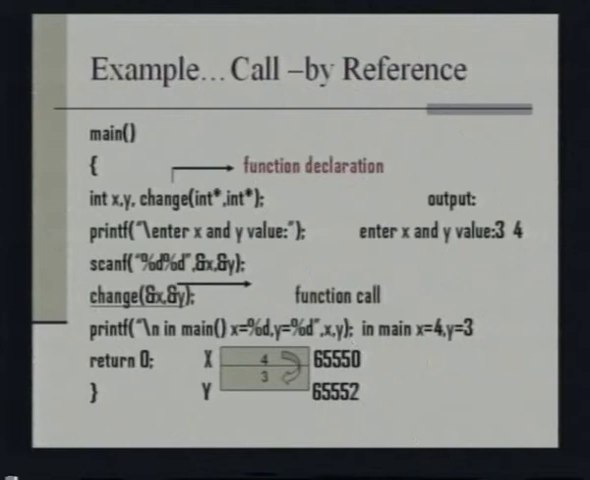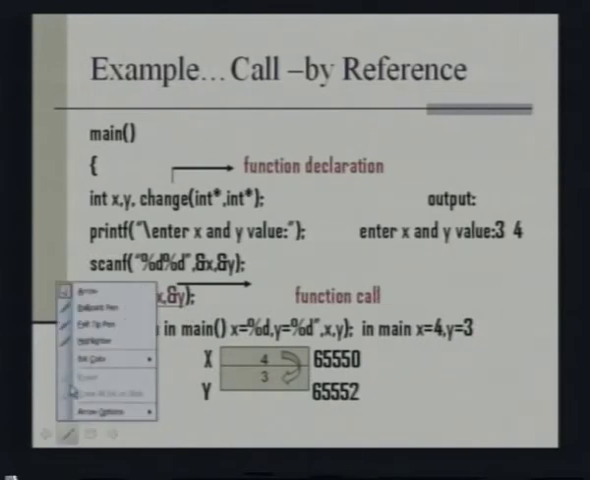Then we are entering the two values x and y. We are scanning the values. I am giving the same values 3 and 4, and I am executing this function called change of x and y. Again here there is a difference: ampersand x and ampersand y I am passing. This ampersand is nothing but the address operator. That means I am passing here the address of x and the address of y.